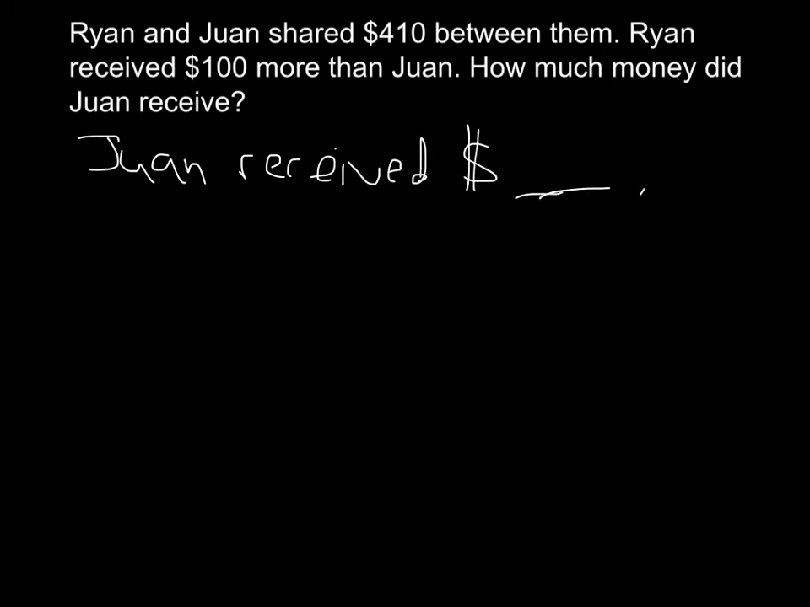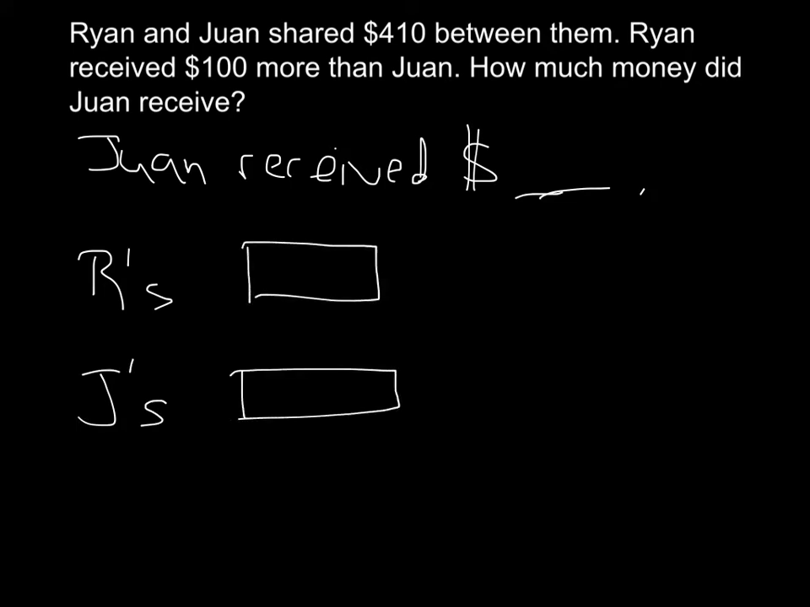Okay. Now, then we actually see that we're comparing two different things here. We're comparing Ryan's money and Juan's money. So they should each get a bar. There should be a bar for Ryan's money. This is called a comparison model because we compare two things. So Ryan gets a model and Juan gets a model.